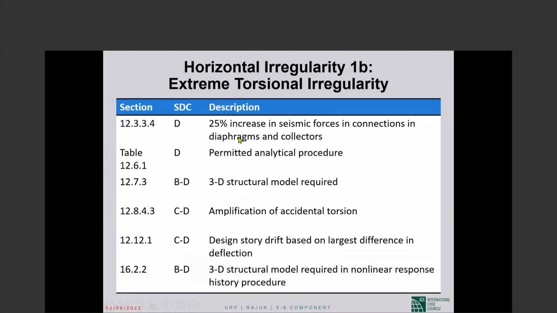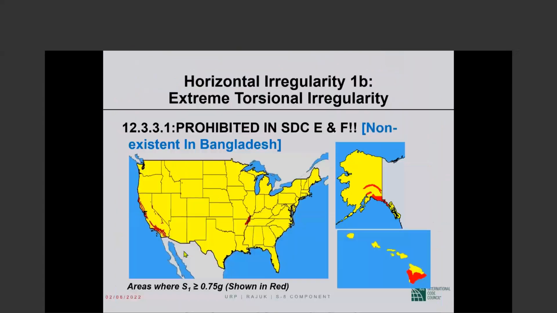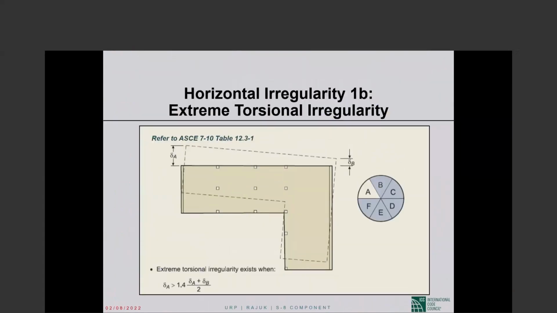So we looked at the 25% increase, the permitted analytical procedure, 3D structural model required. There is nothing to elaborate on that. If you have torsion, you need a 3D model. 2D simply doesn't do it. And that should be kind of intuitive. Amplification of accidental torsion, we talked about. Design story drift based on largest difference in deflection along the edges, which we just talked about. The last item says that even when you do nonlinear time history analysis, you will have to do 3D. The 2D will not be sufficient anymore.